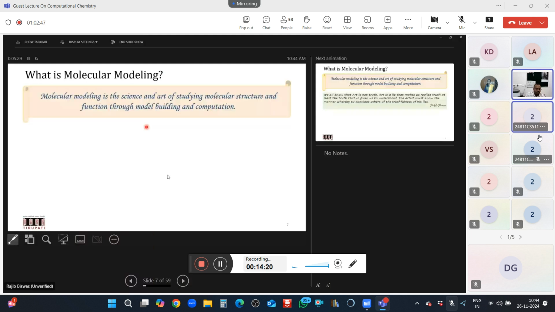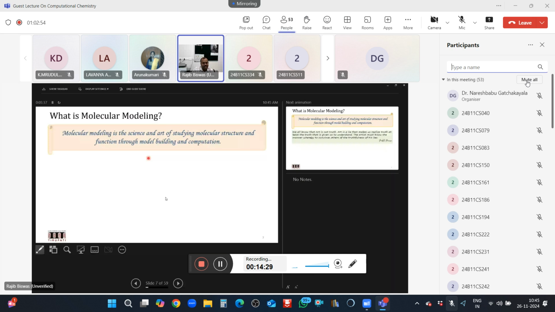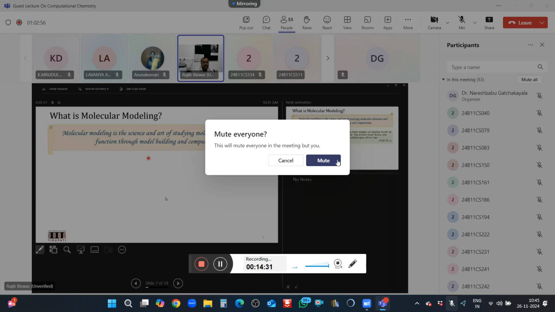What is molecular modeling? Let me put it in one line with references. It says that molecular modeling is the science and art of studying molecular structure.